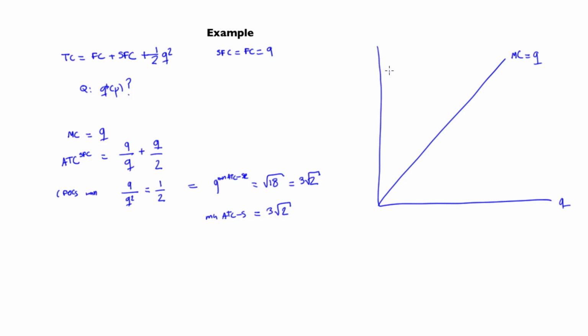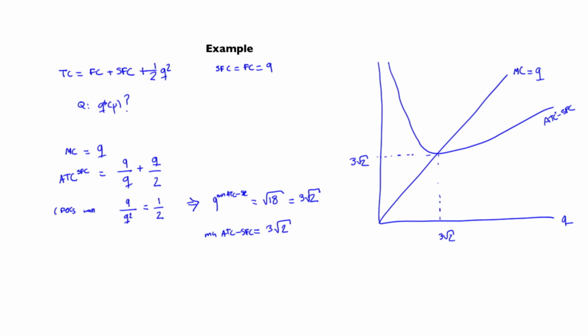So we get that the minimum of the average total cost curve, when only the semi-fixed costs are taken into account, takes a minimum at 3 square root of 2 with a height of 3 square root of 2. So now, from the work that we have done before, we know what the supply function is going to look like. When the price is below this threshold, the quantity is going to be here, and otherwise it's going to be linear up there.